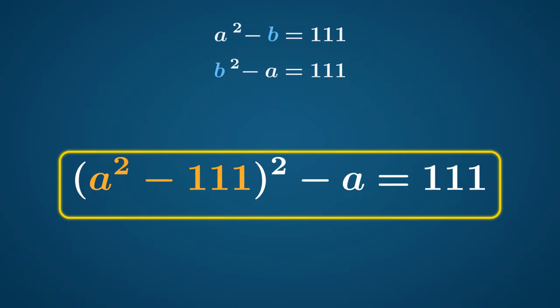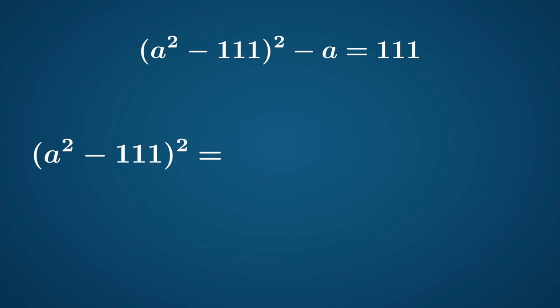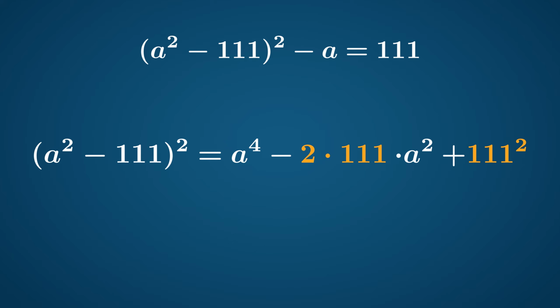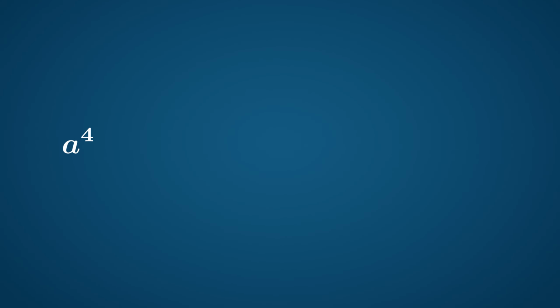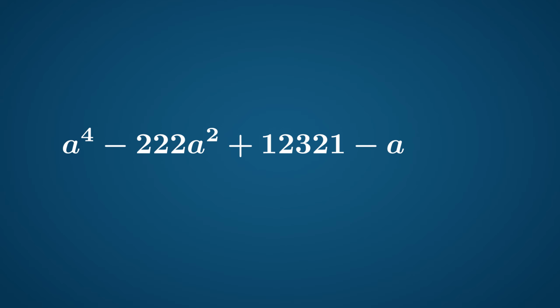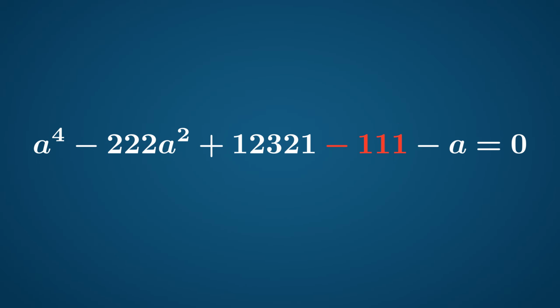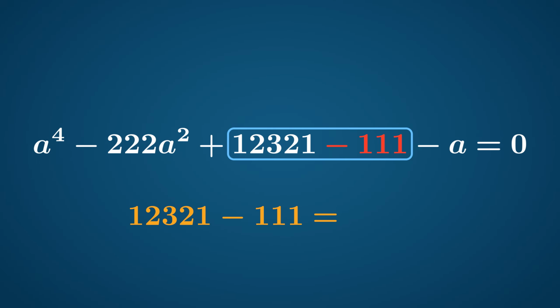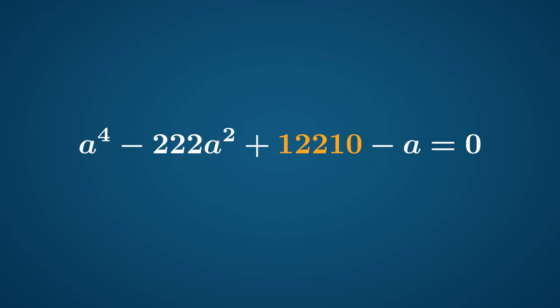Now we expand. The quantity a squared minus 111 all squared is a to the fourth minus 2 times 111 times a squared plus 111 squared. 2 times 111 is 222, and 111 squared is 12,321. So the equation reads a to the fourth minus 222a squared plus 12,321 minus a equals 111. Move the 111 across. 12,321 minus 111 is 12,210.